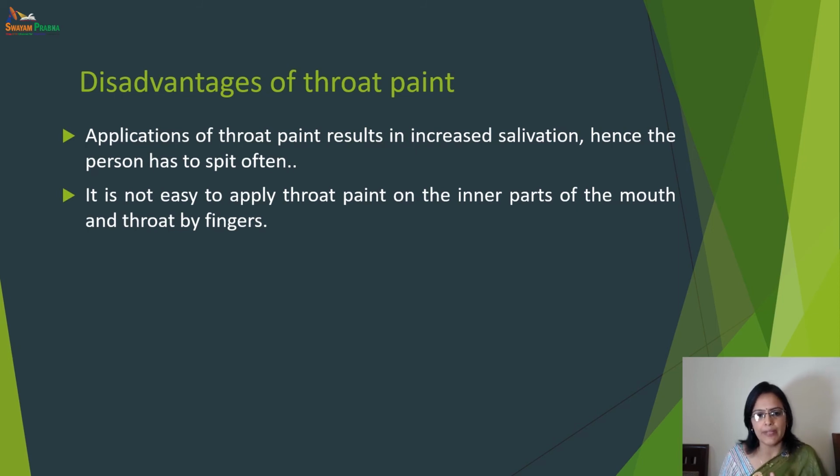So a camel hair brush or a cotton plug twisted at the tip of a plastic stick is used. This way one has to apply the throat paint to the inner part of the mouth. So this is one of the disadvantages of using throat paint. First, it increases the salivation, hence the person has to spit it again and again, which is sometimes uncomfortable for the patient. Another thing is, it's difficult to apply throat paint with the finger to the inner part of the mouth.